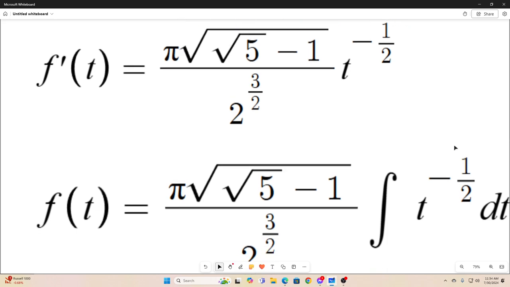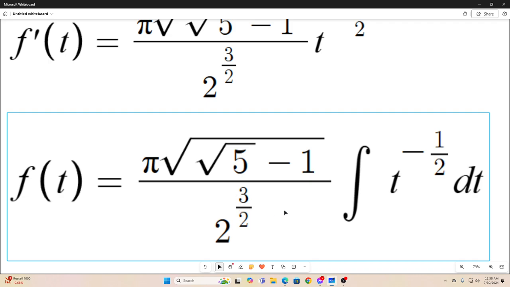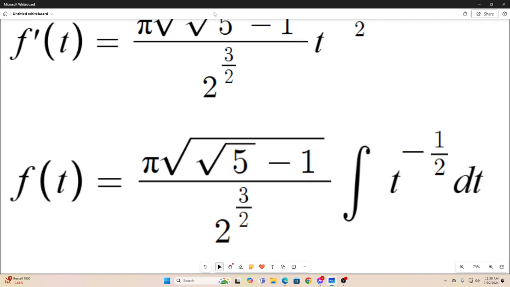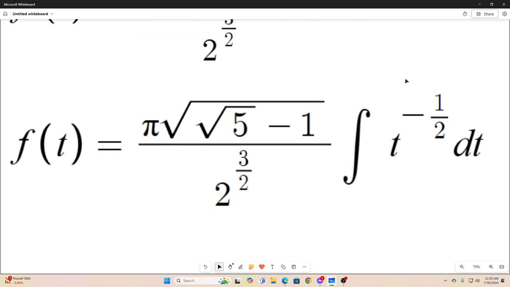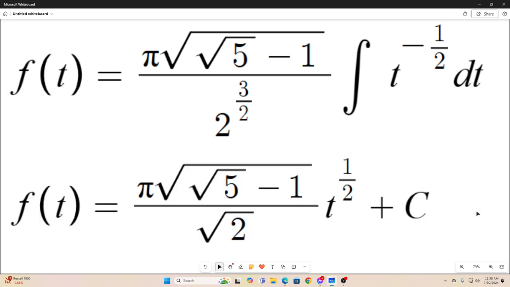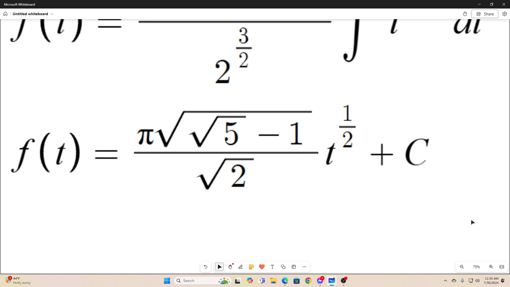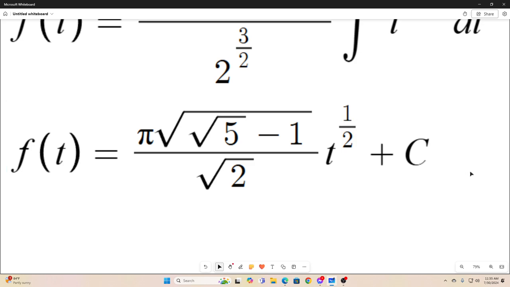So we know now that f of t is equal to pi times the square root of the square root of 5 minus 1 over 2 to the 3 halves times the antiderivative of t to the negative 1 half dt. All I did was factor out that constant and integrate. So now that gives us this: f of t is equal to this junk times t to the 1/2 plus c.